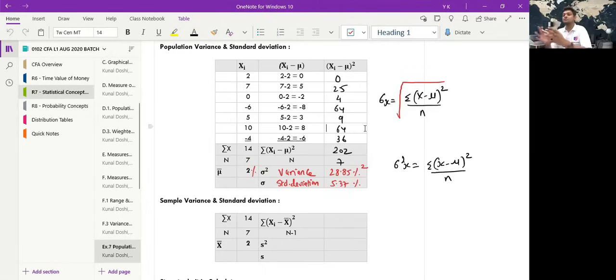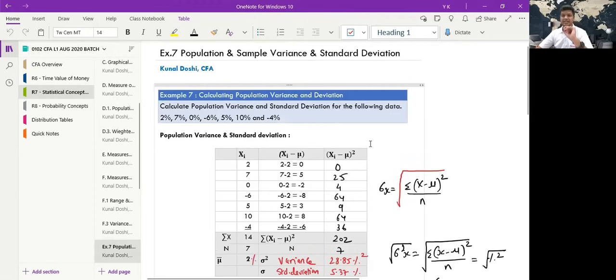So x minus mu, the whole square divided by n, gives me an answer in percentage square. And the problem is that your return is in percentage, your risk is in percentage square. It is difficult to relate. So what I can do is that if I do the square root of all of this, my answer will be in percentage and it will become standard deviation of x. Variance is in square terms, standard deviation is in square root terms. So when you do the square root of variance, what you get is standard deviation. Everyone with me? Clear?